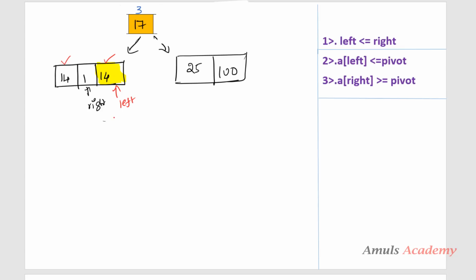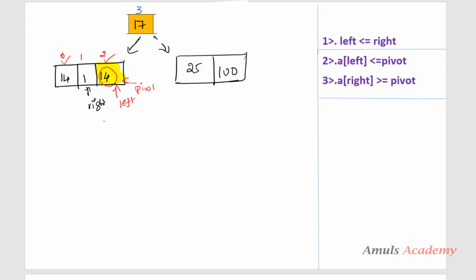Now we can see the left value has crossed the right value. Here the right value is 1, the left value is 2. So left is greater than right, so I need to stop. Now I need to swap the value at the left index with the pivot value, right? Both are the same here, because the left index value is also 14 and the pivot value is also 14. So we swap 14 with 14 and we get 14 only. So here we'll get the same list.